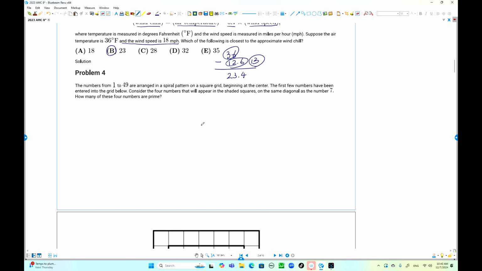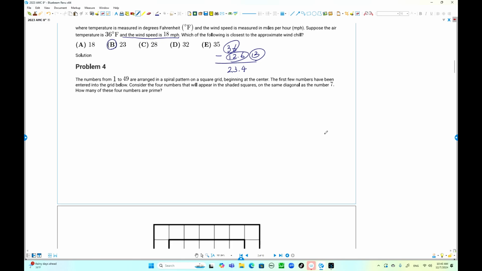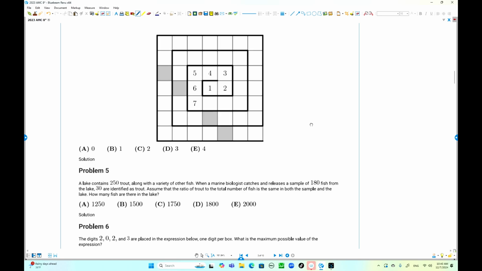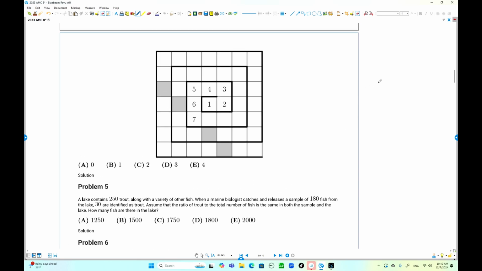Number 4, we have the numbers 1 to 49 arranged in a spiral pattern over here, okay? The first few numbers are given over here. Consider the 4 numbers that will appear in the shaded pair. Here is the question: how many of these 4 numbers are prime? The diagonals, edge 7 over here, okay? Here you go, there's your diagonal. How many numbers are prime?